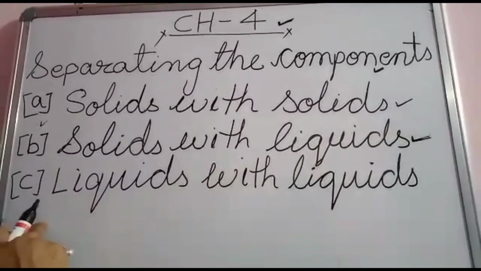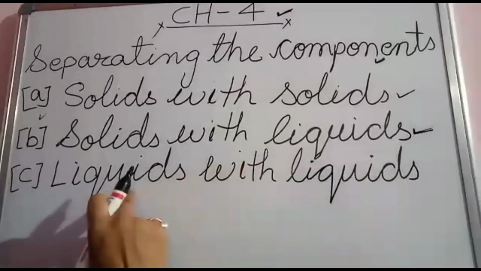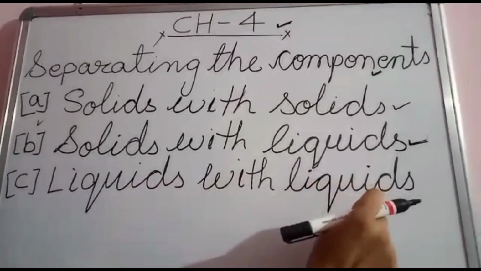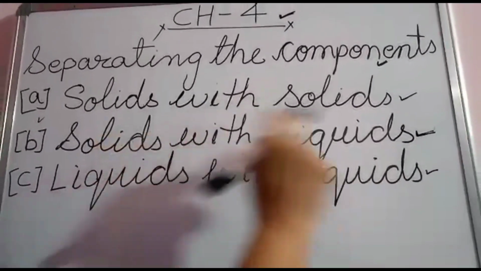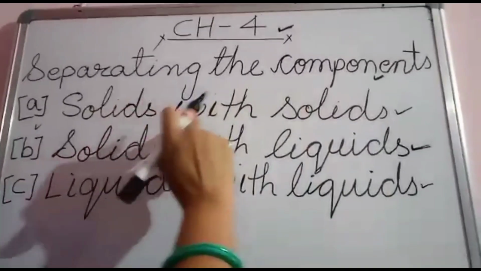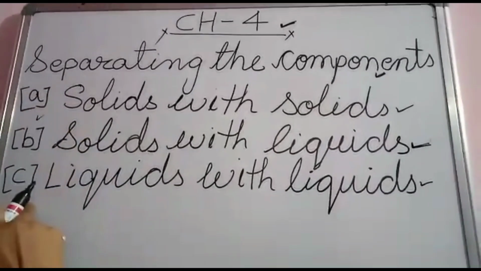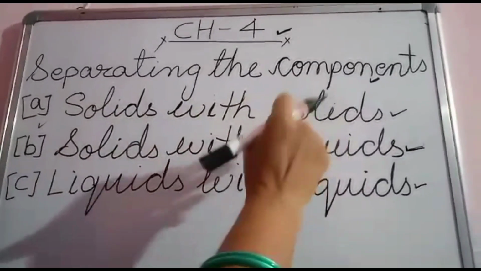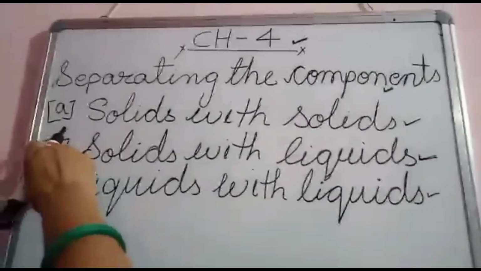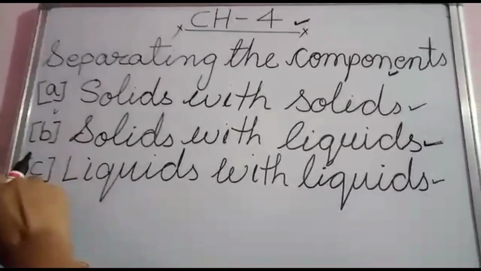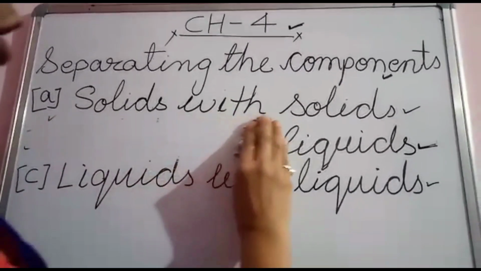Third one, C, is the mixture of liquids with liquid, that is, liquid mixed with liquid. This is also a type of mixture. Liquid with liquid is a mixture, solid with liquid is a mixture, and solid with solid is a mixture. There are three categories of mixture. Each and every category has a different method of separation of substances. So today I will not take up separation of substances B and C. Today I will take only A.